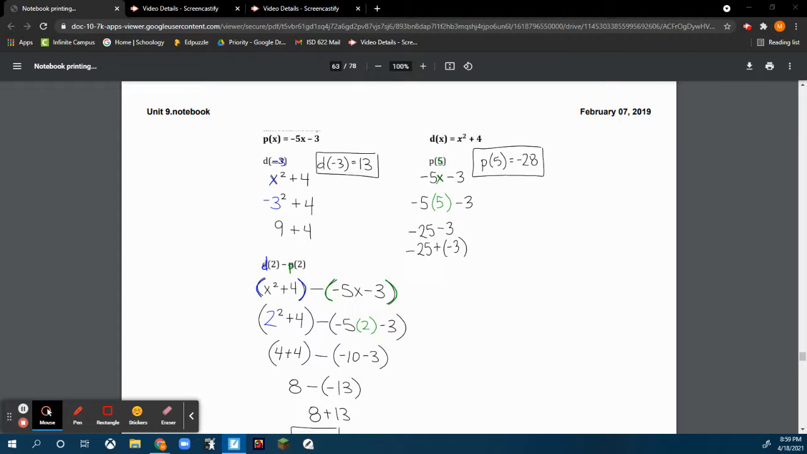If we substitute this into our equation, we're going to get negative 5 times negative 3 minus 3. That's positive 15 minus 3, which is 12. So p of negative 3 equals 12. Wait, this is wrong again, that's not d, that's p. P of negative 3 equals 12.